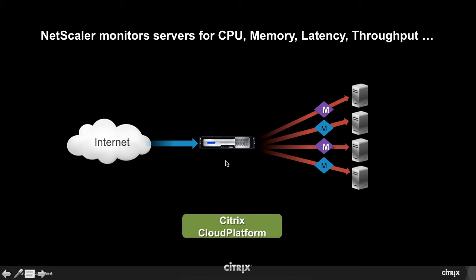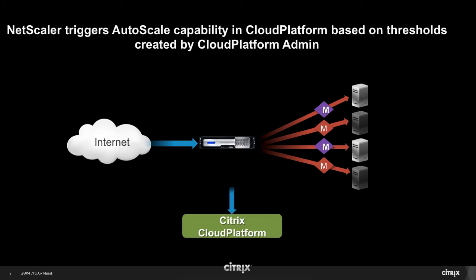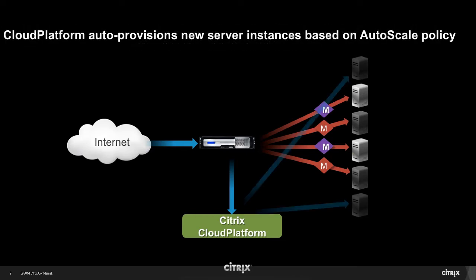The NetScaler itself is also monitoring all of these servers in the server farm for their CPU, memory, latency, as you can see there. Now what happens when the NetScaler monitoring engine detects some runtime issues with these servers? Well, it communicates with the Citrix Cloud Platform orchestration layer, informing it to create new workloads based on the AutoScale policy.